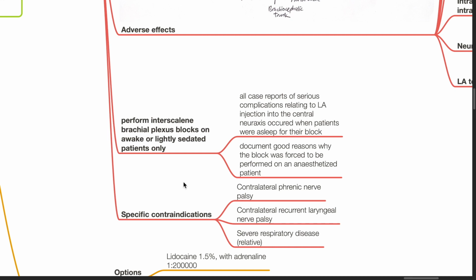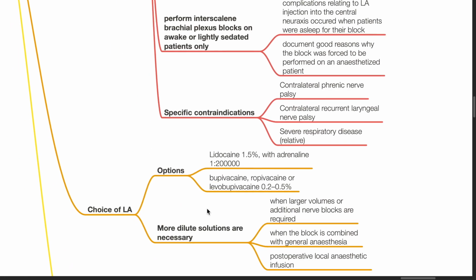Specific contraindications include contralateral phrenic nerve palsy, contralateral recurrent laryngeal nerve palsy, severe respiratory disease. Choice of local anesthetic includes lidocaine 1.5% with adrenaline 1 in 200,000, bupivacaine, ropivacaine, or levobupivacaine at 0.2 to 0.5%. More dilute solutions are necessary when larger volumes or additional nerve blocks are required, when the block is combined with general anesthesia, or when post-operative local anesthetic infusion is planned.